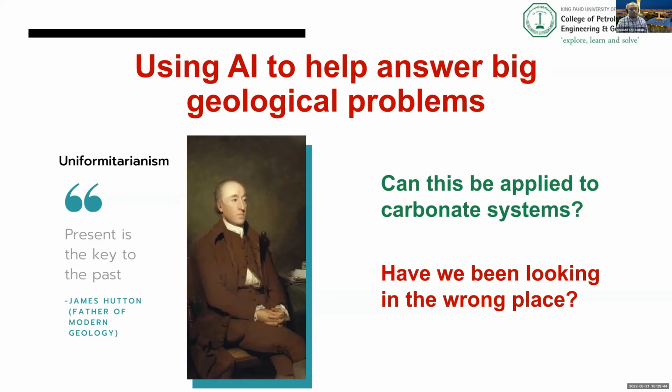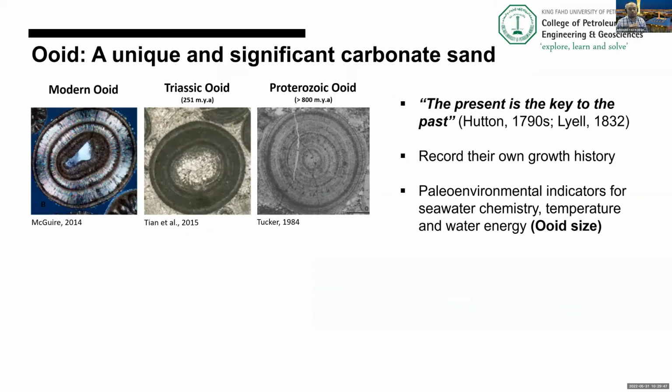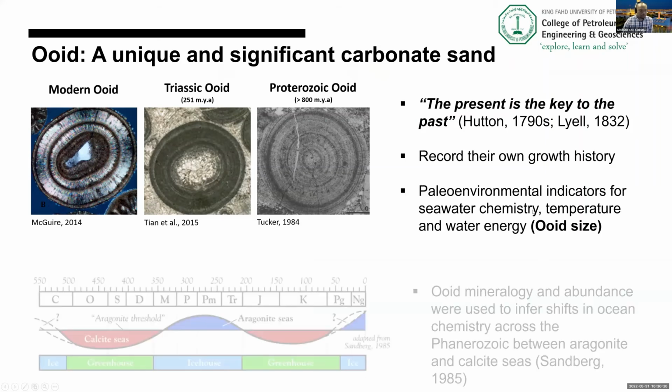Now let's look into this problem with an example. We look at the ooid grain again. Ooid is a very unique and significant carbonate sand. Why is it so unique? Because, as you can see, this is modern ooid, Triassic ooid, which is 250 million years ago, and Proterozoic ooid. They share very similar features and structures, but at the same time they can actually be very different in the way they form. And the good thing about ooids is that they record their own growth history, and at the same time the paleoenvironment, seawater chemistry, and so on.